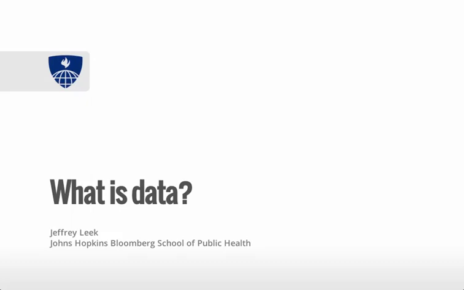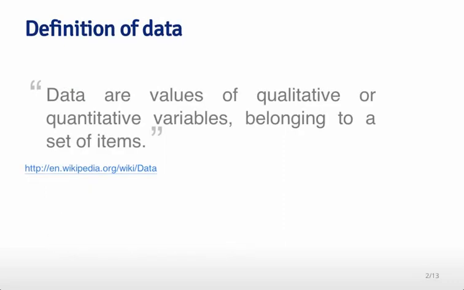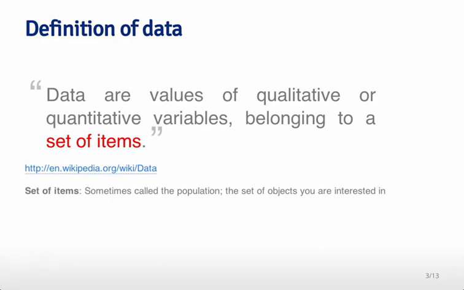Since you're in the data science track, it might be a good idea to figure out what is data. And so for a definition of data, we're going to go to the number one source of all information, Wikipedia. And we're going to get the definition: data are values of qualitative or quantitative variables belonging to a set of items. So the first thing that you can see from this definition is that you need a set of items to be measuring things on.